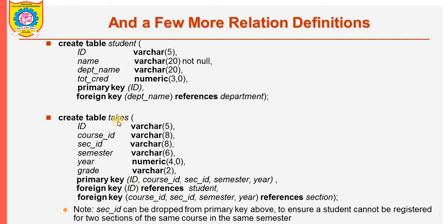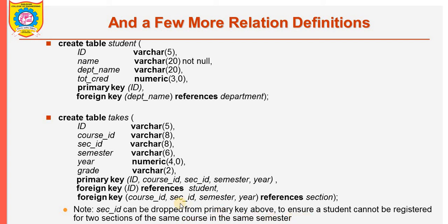Again, in case of the takes and section tables, the integrity constraints will be maintained by these foreign keys: course id, section id, semester and year. Here a note is given: what if we remove the section id from the primary key above, to ensure the student cannot be registered for 2 sections of the same course in the same semester.